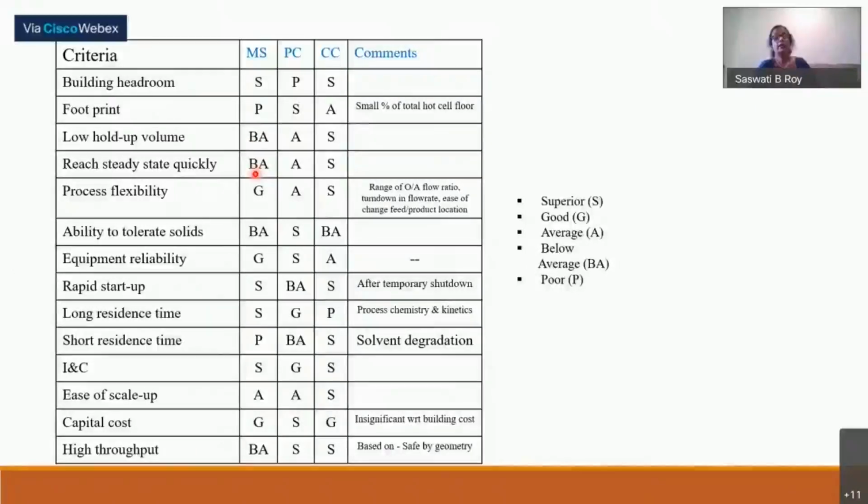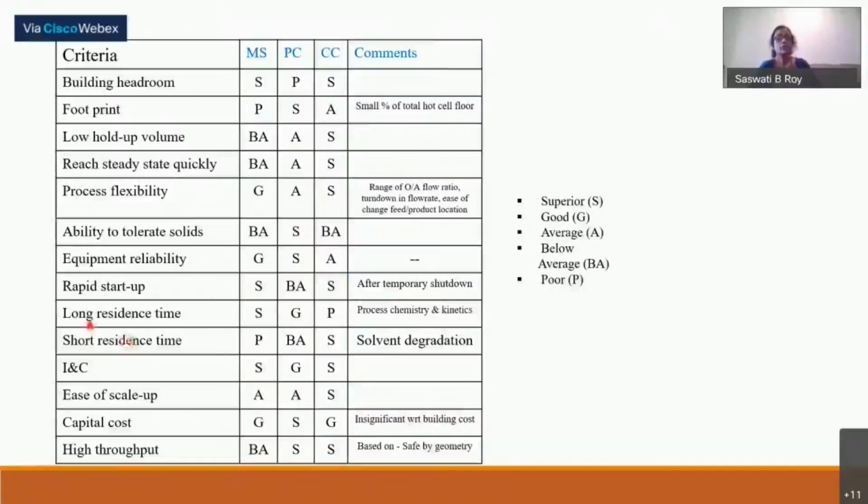Reaching steady state quickly: in this case, the pulsed column is average, and centrifugal contactors are the best one. Process flexibility, more or less all will be usable. Ability to tolerate solids: we have seen that mixer settler is not good for that. Even centrifugal extraction is also not good for that. Columns are good.